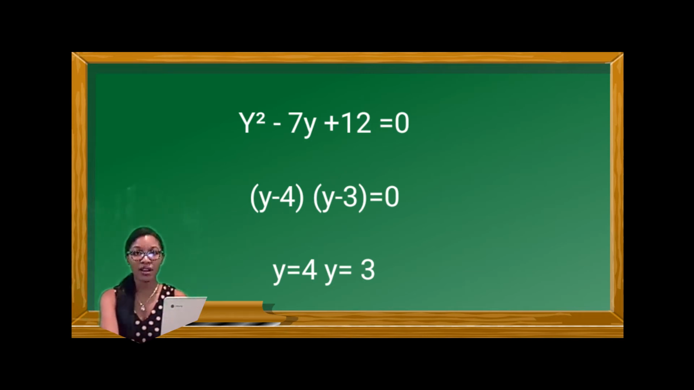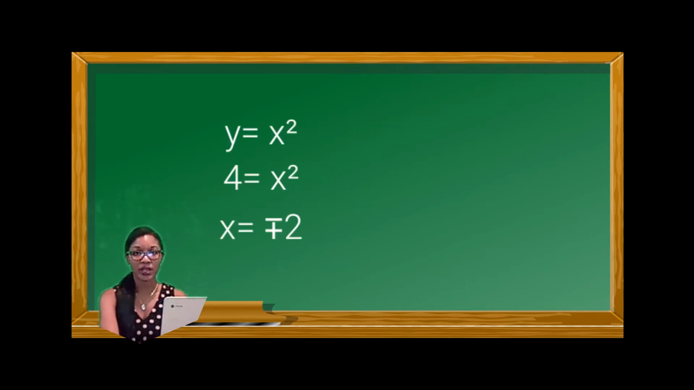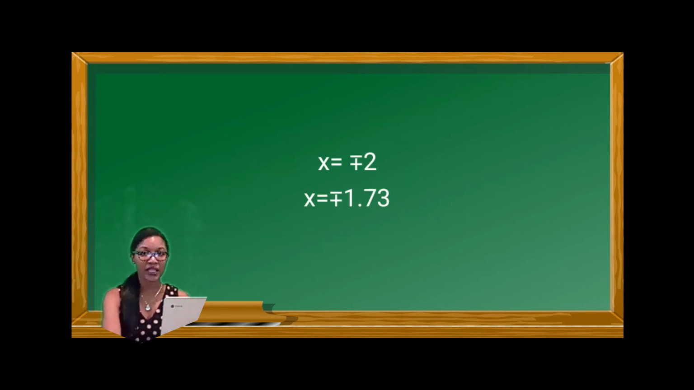Next, we solve. We know that y is equal to x squared. So 4, which was one of the answers we got for y, is equal to x squared. So x is equal to plus or minus 2. And then 3 is equal to x squared, so x is equal to plus or minus 1.73. So x can be negative 2 or positive 2, negative 1.73 or positive 1.73.